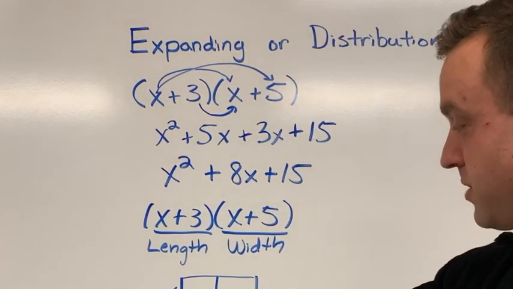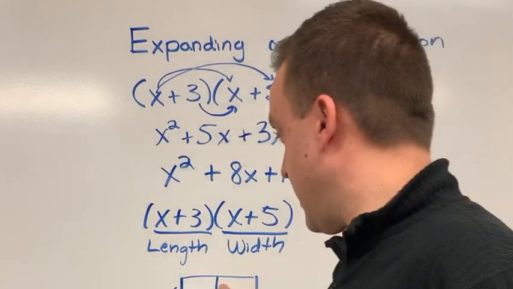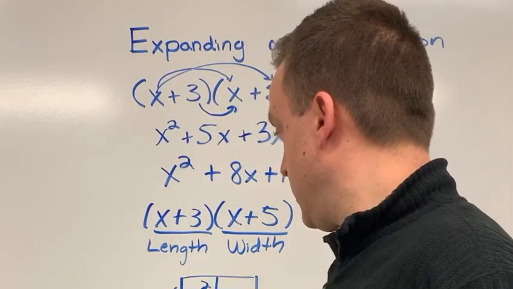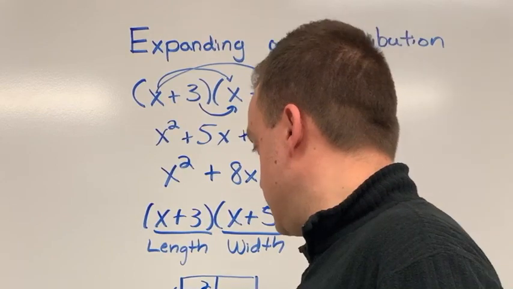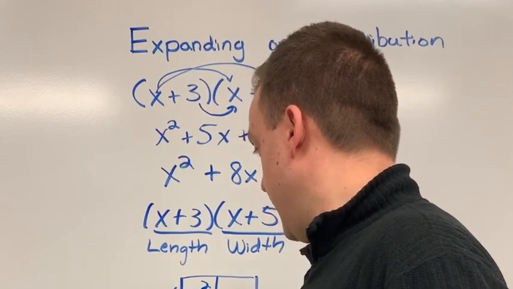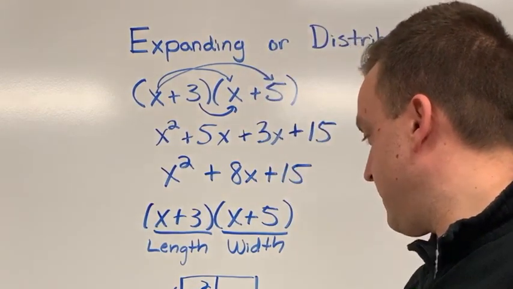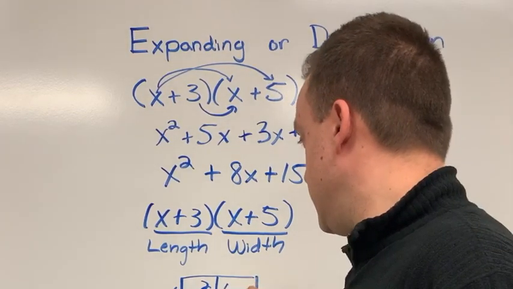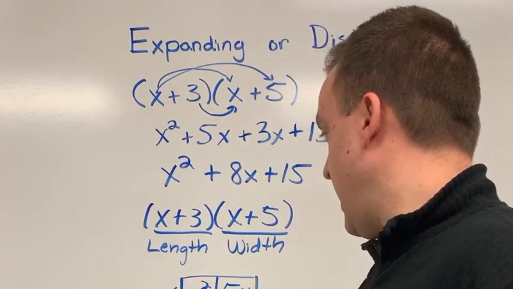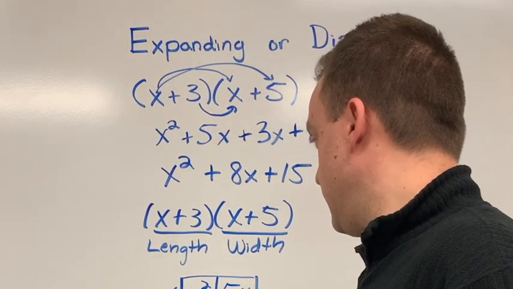And then we multiply x times x here is x squared. 3 times x is 3x. 5 times x is 5x. And 5 times 3 is 15.